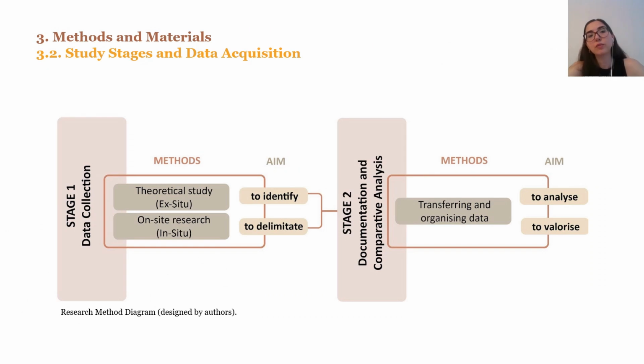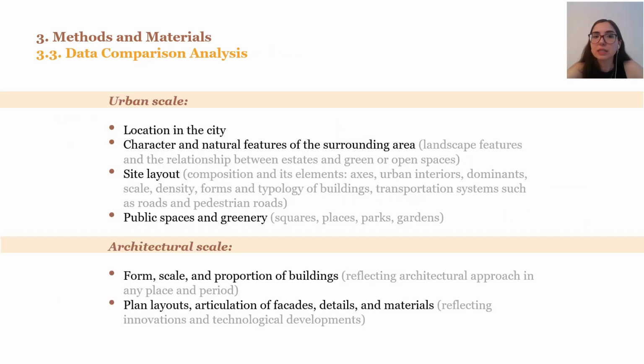The method of the study consists of two main stages, the data collection process and the documentation and comparative analysis. The first stage consists of a theoretical study and on-site research. The second stage includes the transfer and organization of data. The analysis of selected sites includes urban and architectural scales. Urban scale analysis includes location in the city, character and natural features of the surrounding area, site layout, public spaces and greenery. Architectural scale analysis includes form, scale and proportion of buildings, plan layouts, articulation of facades, details and materials.